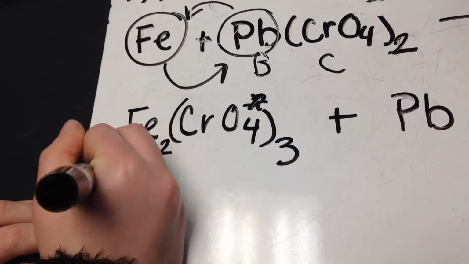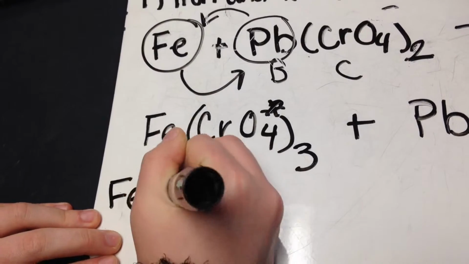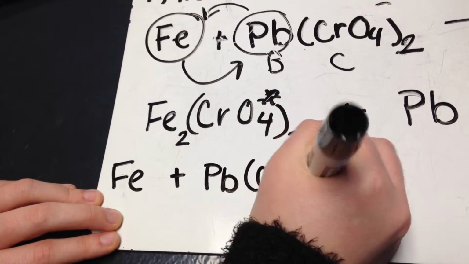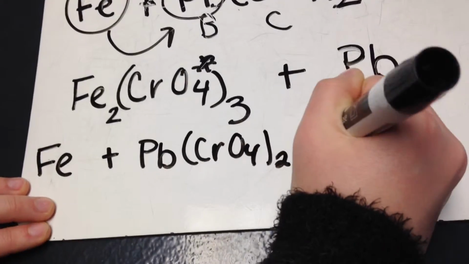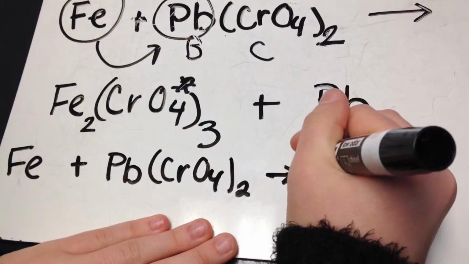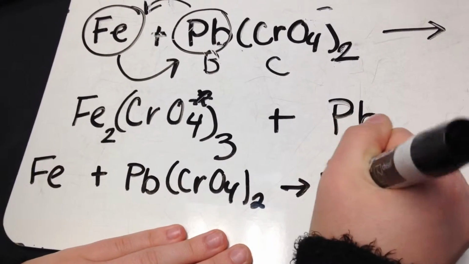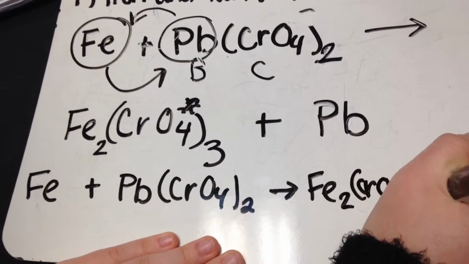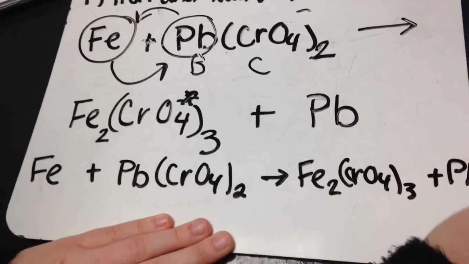So, you started out with Fe plus PbCrO4, 2, single displacement, and it becomes Fe2 CrO4 3 plus Pb.